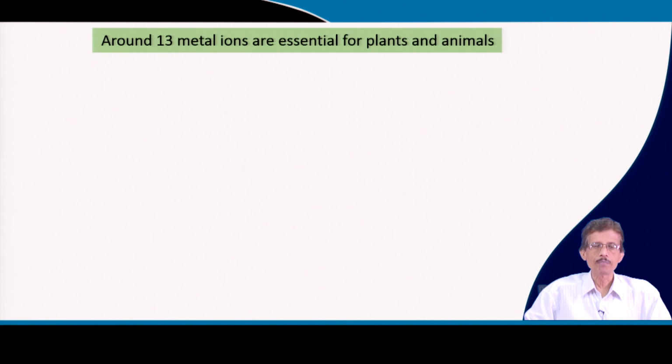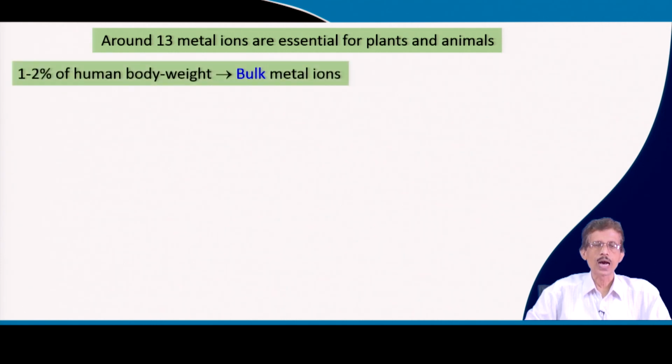These 13 metal ions are essential not only for us, the human beings, but also for animals and plants, because we consume plants. The different animals, the cows and goats, are also consuming those plants. So, these are the sources of the metal ions for them also.